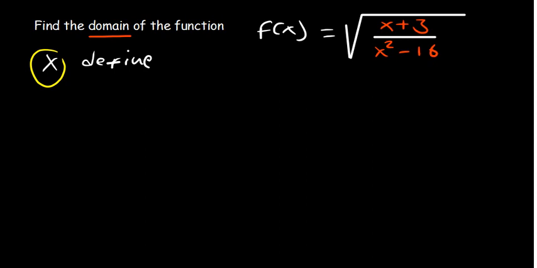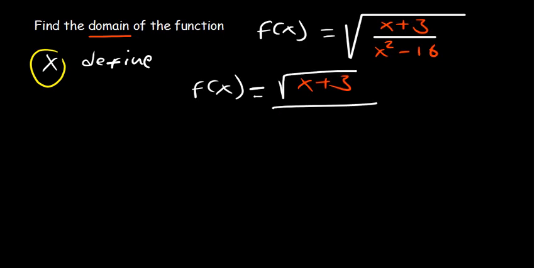Okay, so what we need to realize is we can distribute the square root that we have in such a case. If you distribute the square root, our function f of x is going to be equivalent to the root of x plus 3, over the root of x squared minus 16.